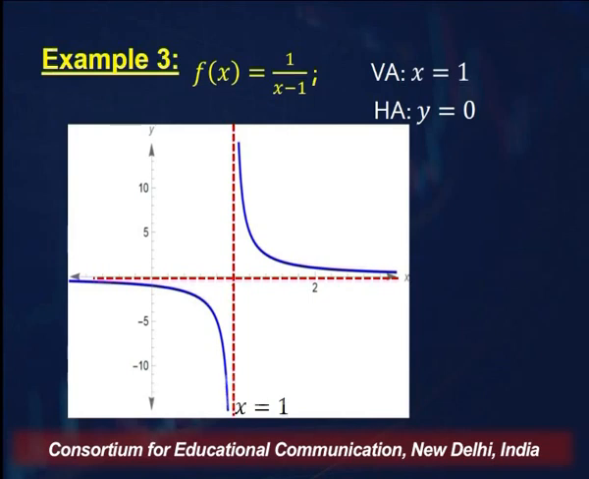What about the horizontal asymptote? The horizontal asymptote here would be y equal to 0, simply because the degree of the numerator is less than the degree of the denominator. So as x approaches infinity or minus infinity, the function is going to approach the line y equal to 0. And you can see that in the visual here.